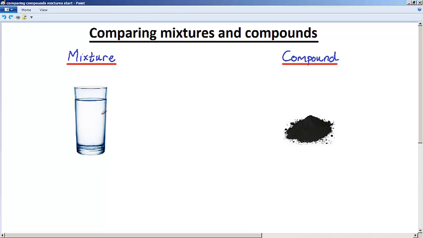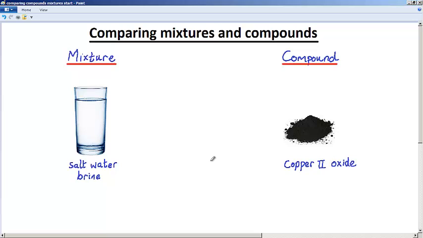In this lesson we're going to compare compounds with mixtures, and to do so we're going to take an example of each. On the left we have a mixture called salt water, commonly known as brine or brine water. And on the right we've got a compound called copper 2 oxide. It's a black powder that looks like soot.